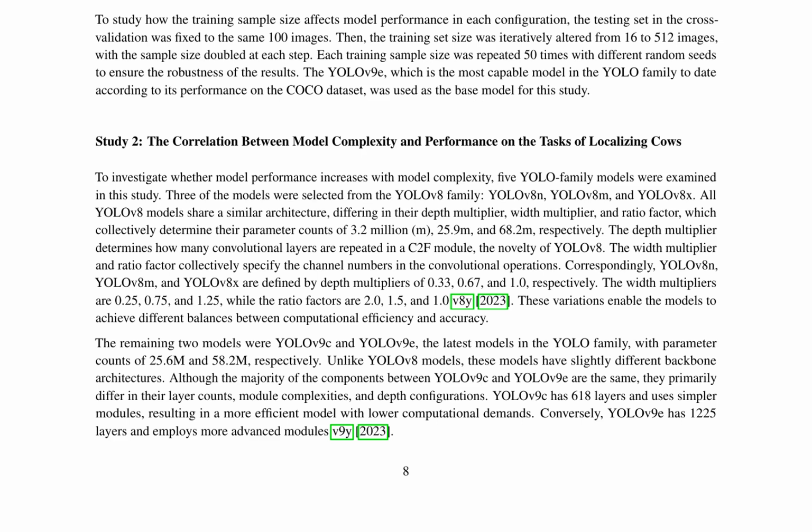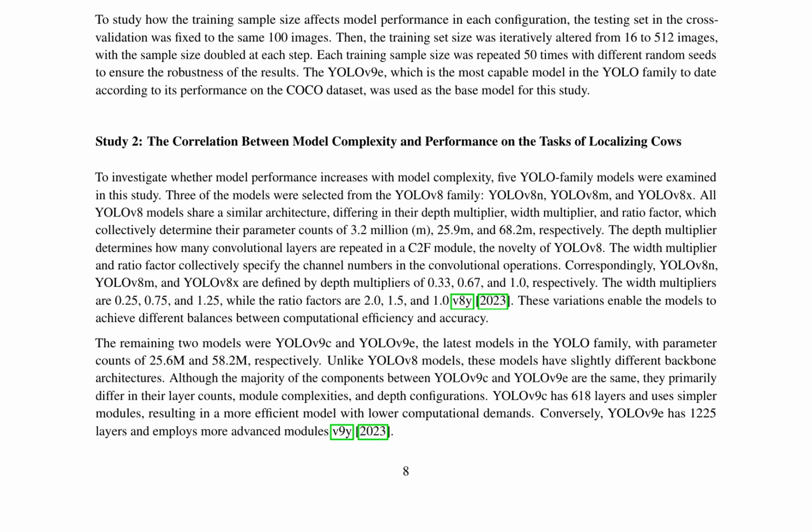The depth multiplier determines the number of convolutional layers in a C2F module, while the width multiplier and ratio factor specify the channel numbers in convolutional operations. The YOLOv9c and YOLOv9e models have parameter counts of 25.6 million and 58.2 million, respectively, with slightly different backbone architectures. YOLOv9c has 618 layers and uses simpler modules, resulting in a more efficient model, while YOLOv9e has 1225 layers and employs more advanced modules. The study aims to investigate whether model performance increases with model complexity.